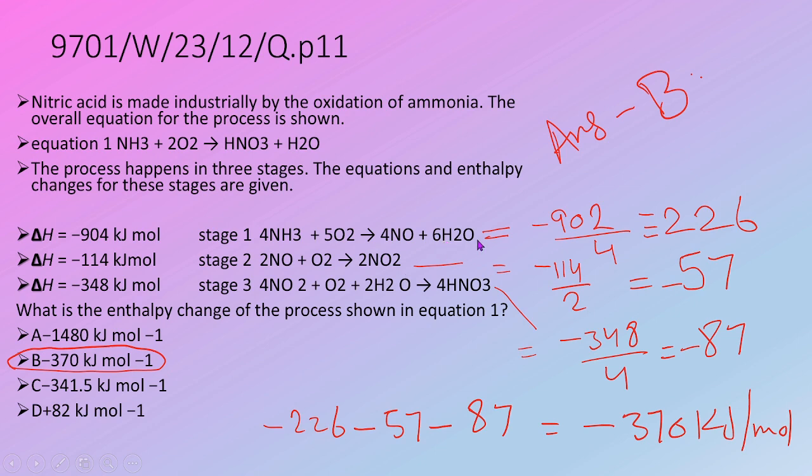In the first one, it needs to be divided by 4 as it is for 4 moles, right? So minus 226. In the second one, it is for 2 moles, so divided by 2, minus 57. In the third one, again for 4 moles, so minus 348 over 4, and then we add all of them: minus 226, minus 57, minus 87, we got minus 370.